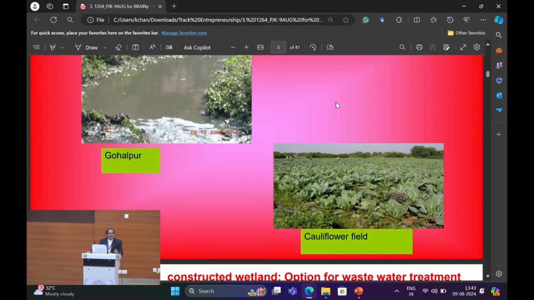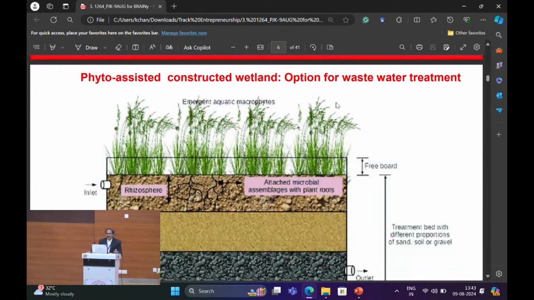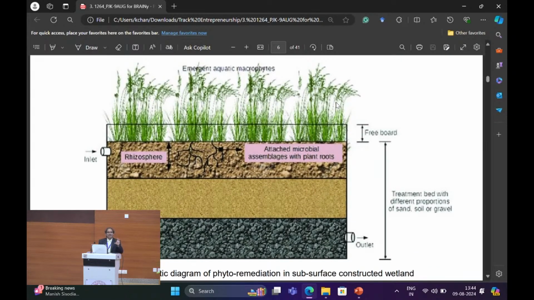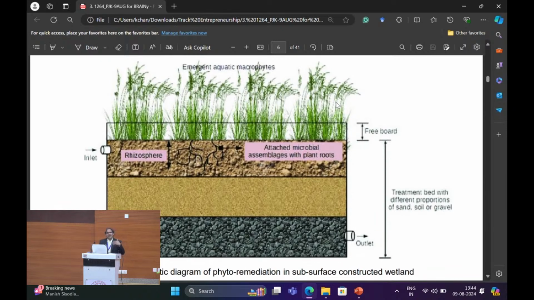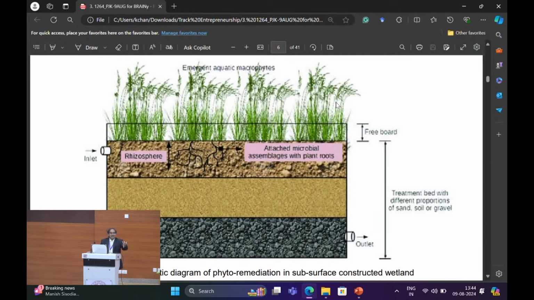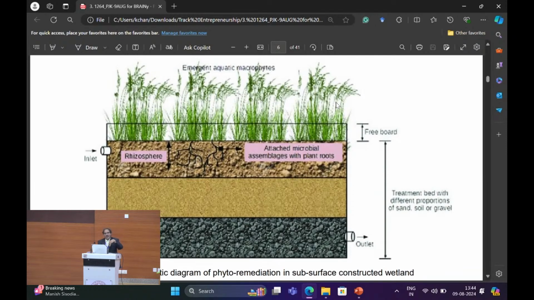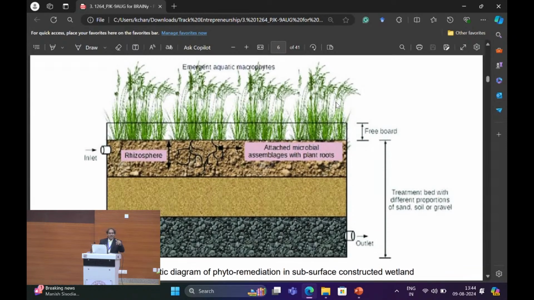In agriculture fields, vegetables are contaminated. This is the concept of the structure: what is a constructed wetland? I simplified it: the wastewater passes through an inlet into a structure where porous media and fast-growing plants are grown. After a retention time of 2-3 days, depending on the case, the treated water comes from the outlet.